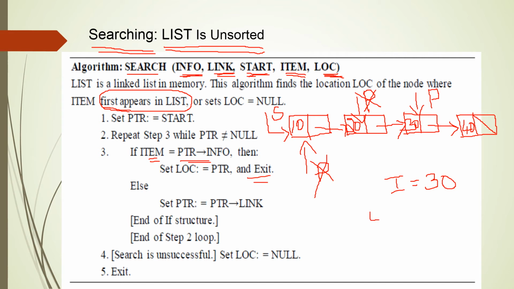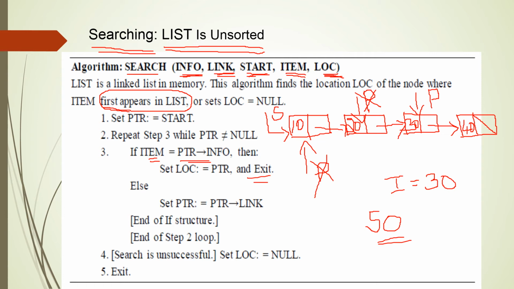Now let us assume that the key element is 50. Key element is 50 which is not present in this list, and we will see how this code works for the key element which is not present in the linked list. PTR is equal to start. So PTR is pointing to the first node now. So now while PTR not equal to null, yes the condition is true because it is pointing to the first node. Item is equal to PTR of info. Item is 50. PTR of info is 10. Condition is not true. PTR is equal to PTR of link.